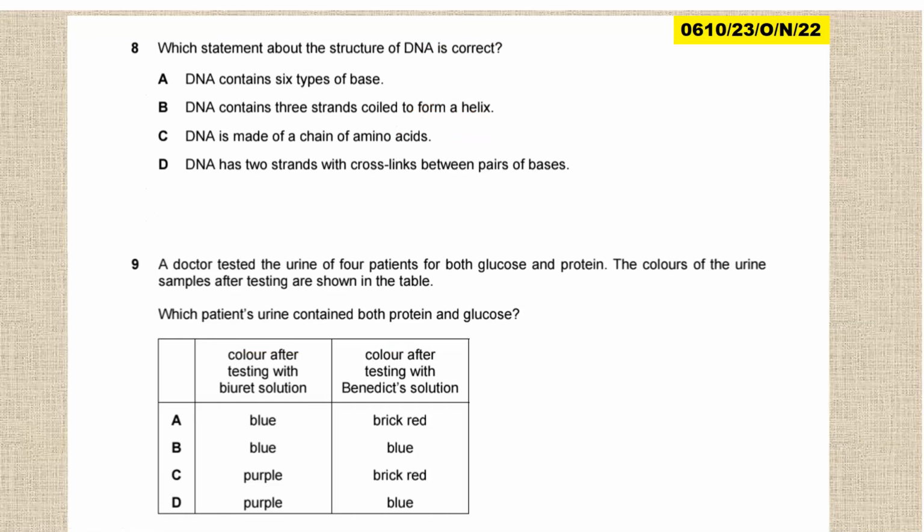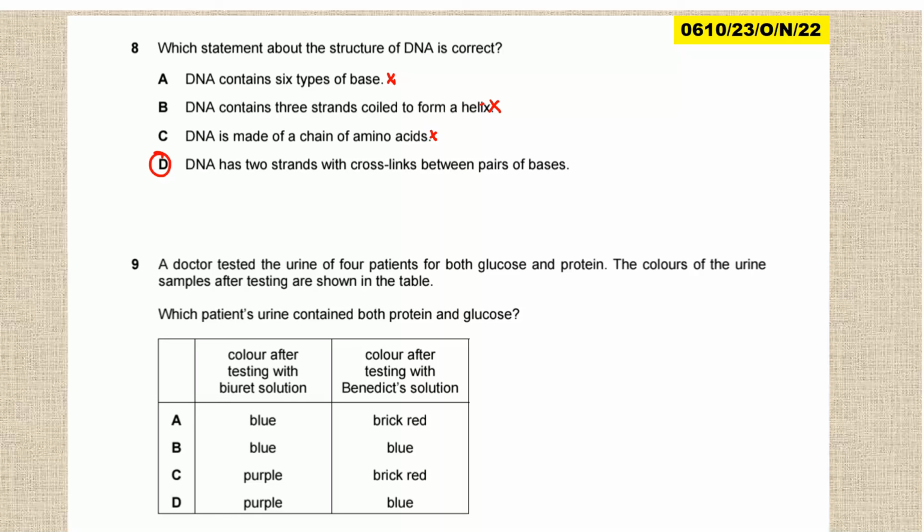This is paper 2, variant 3, October-November 2022. Which statement about the structure of DNA is correct? DNA contains 6 types of bases? No. DNA contains 3 strands coiled to form a helix? No, 2 strands. DNA is made up of a chain of amino acids? No. DNA has 2 strands which are linked between the base pairs. So this is correct.